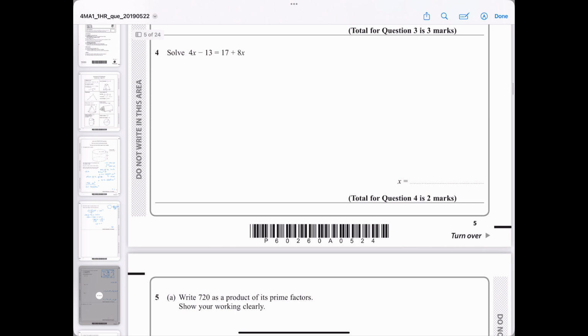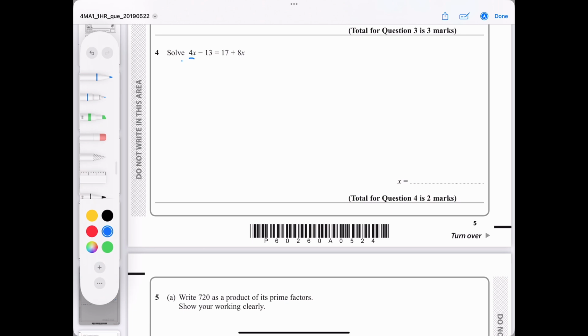Right, solve 4x minus 13 equals 17 plus 8x. So I would always take off the thing that's most annoying. So I would always leave the greatest x as it is and remove the smaller x. So let's take away 4x from both sides. So we'll get minus 13 equals 17 plus 4x. And since we've got the x on that side, I'm now going to take 17 off this side. So we'll end up with minus 30 equals 4x.